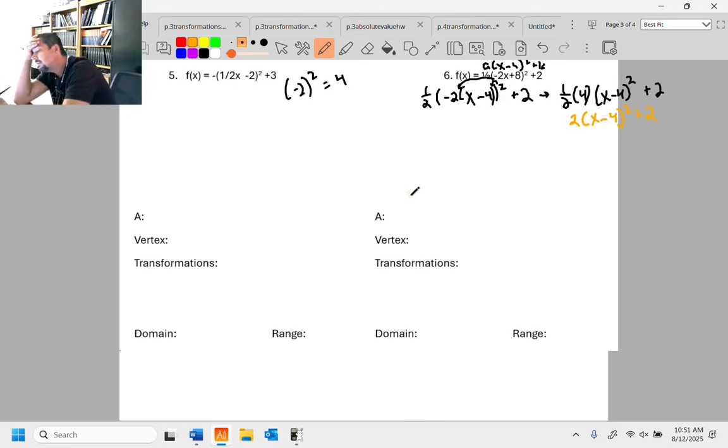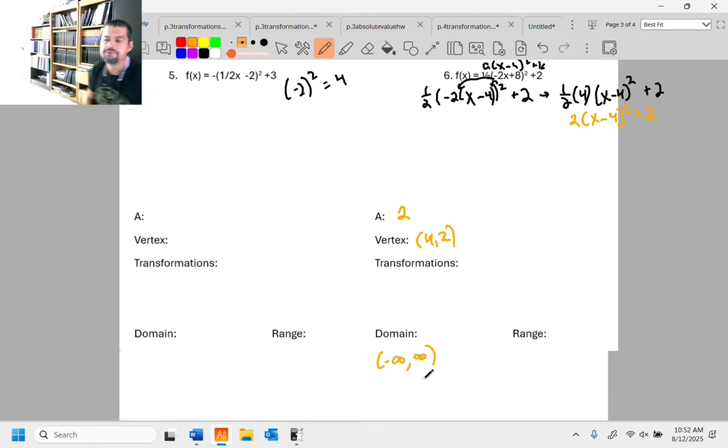Alright, so let's talk about A. A is 2. My vertex is going to be opposite and keep, so at 4, 2. My domain, that's one of those we know by default, negative infinity to infinity. And I'll type out the transformations for you so you don't have to interpret my handwriting.